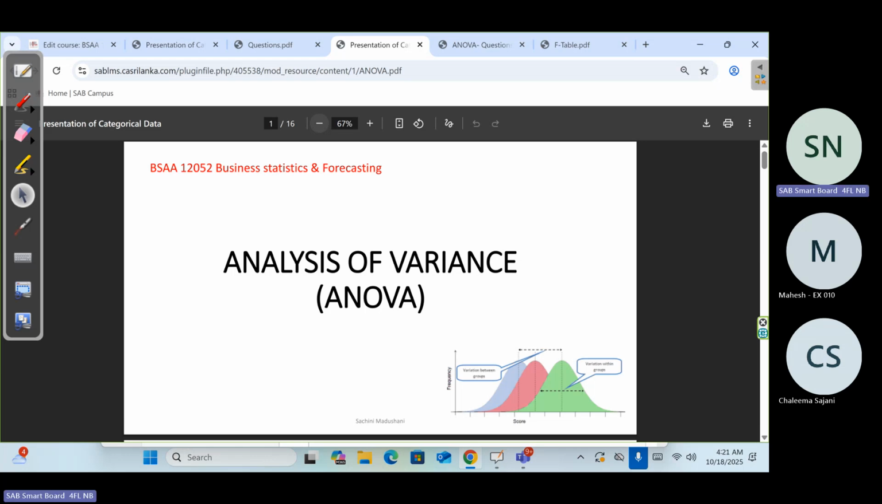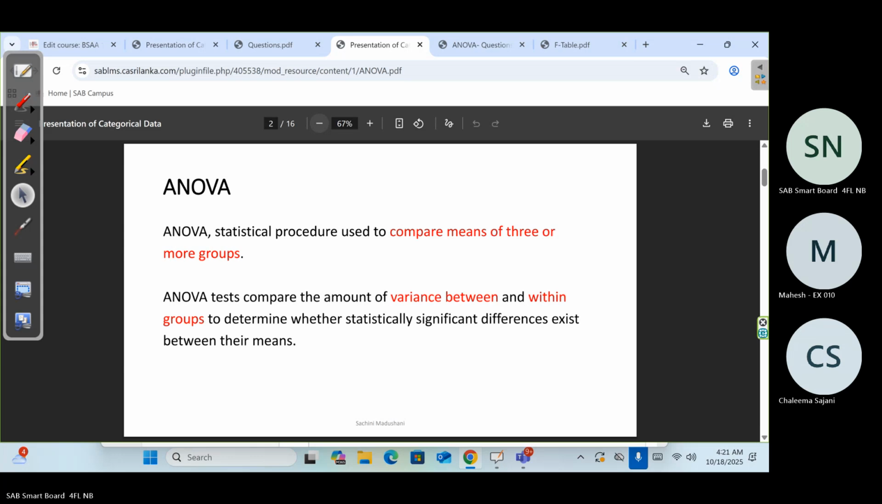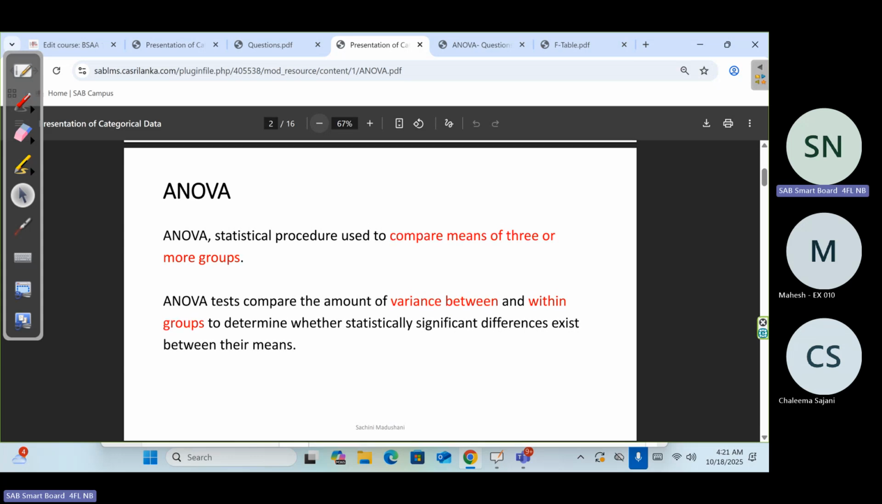The last lesson is analysis of variance. Okay, name means analysis of variance, shortened form we say ANOVA test. When we use hypothesis testing, we can use up to 2 groups. Here we studied only the one sample hypothesis testing, here we take only one sample. But in hypothesis testing, we can use up to 2 samples.